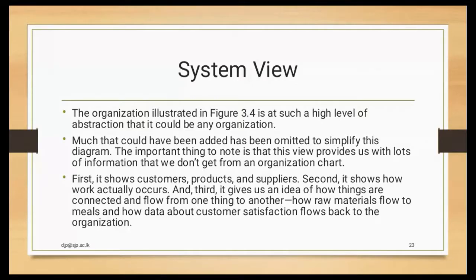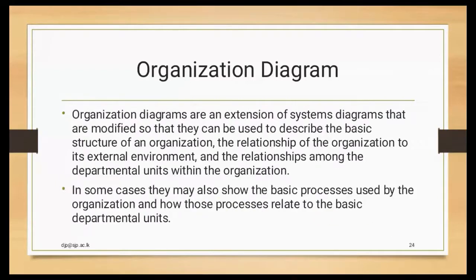How raw material flows to meals and how data about customer satisfaction flows back to the organization, right? So these are pretty much the information that organizations are expecting. That's why the system view is important for any organization. Next, we have organization diagrams, which are an extension of system diagrams that are modified so that they can be used to describe the basic structure of an organization, right?